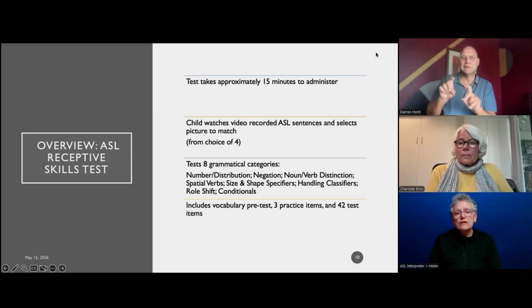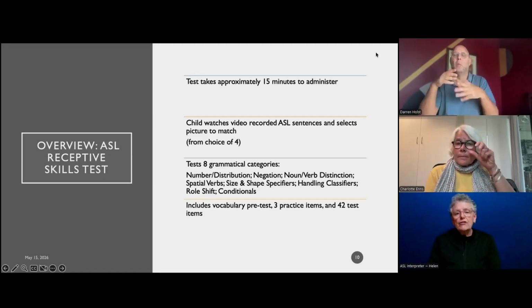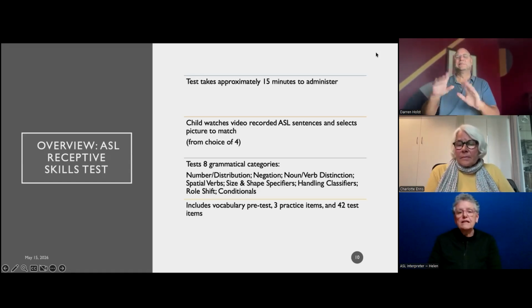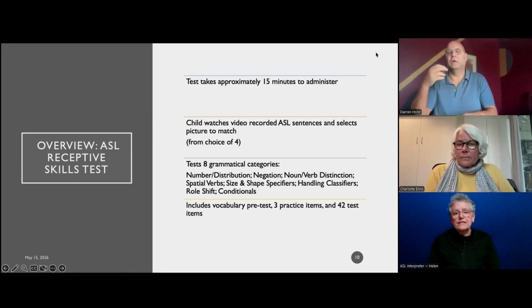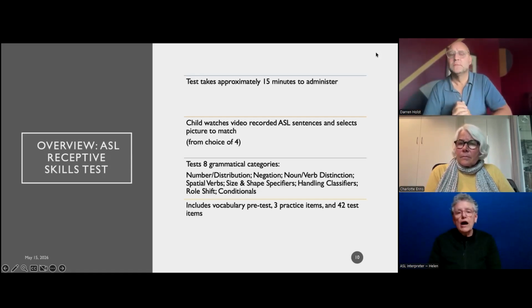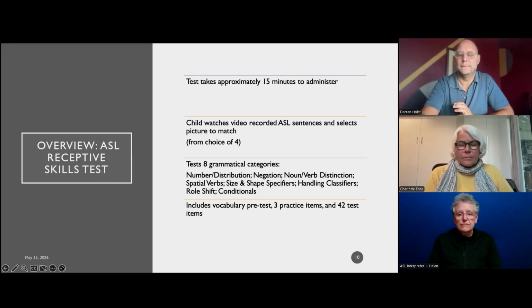And the test also includes a pretest. There are 3 practices that we use to see if we can administer the test to the child or not, based on the pretest vocabulary, as well as the 3 practice tests. And if things go well, then we go ahead and do the 42 different items on the test. The 42 are part of different categories on the test, the 42 items.